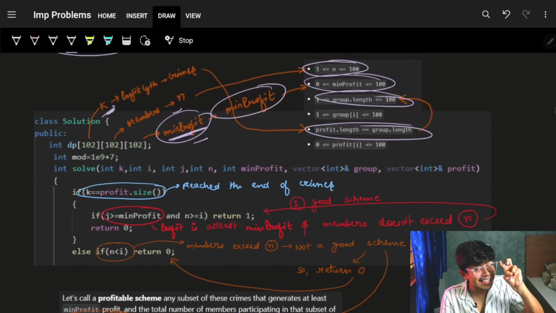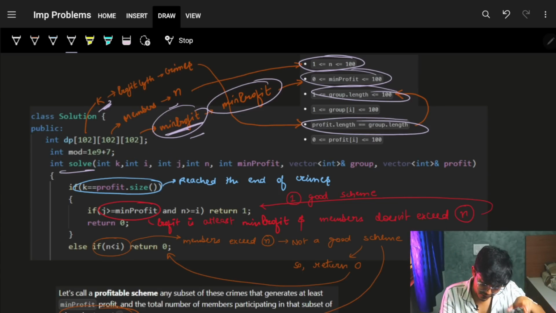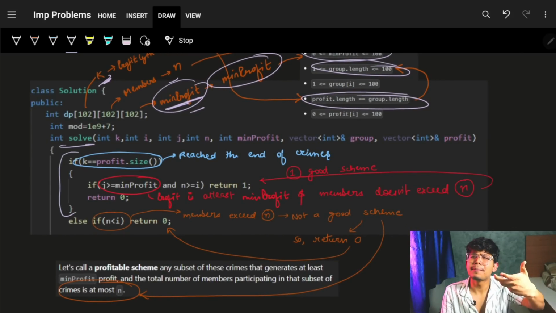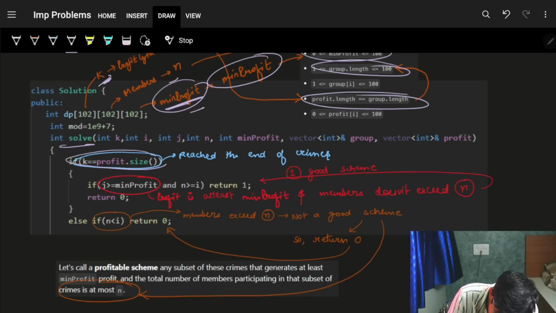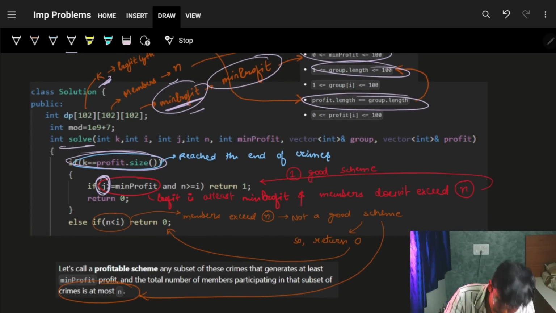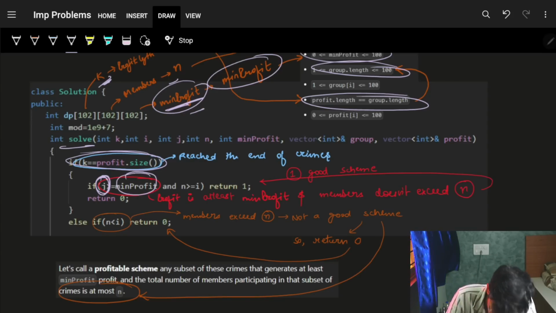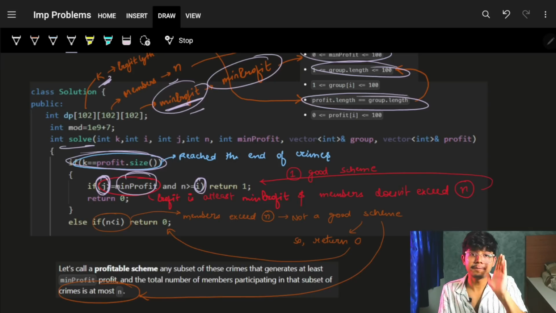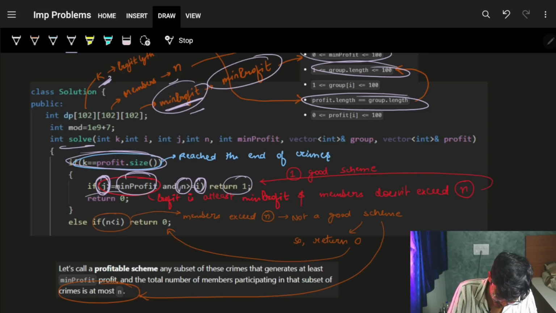Now my DP recursive condition starts, with K, I and J, the conditions I showed you above. Firstly, we have the base condition. How can it be done? If I have executed all my crimes, which means my K is equal to profit.size, I have to make sure that whatever profit I have earned so far, which is J, should be more than or equal to minimum profit, and whatever my total members have been, it should be less than or equal to n. If that is the case, I return 1, else I return 0.